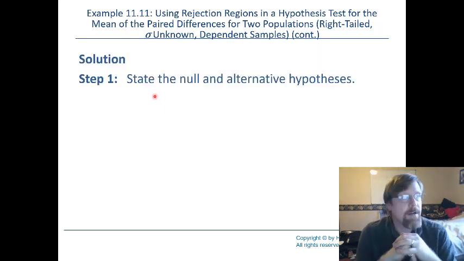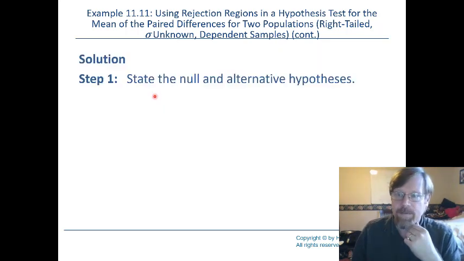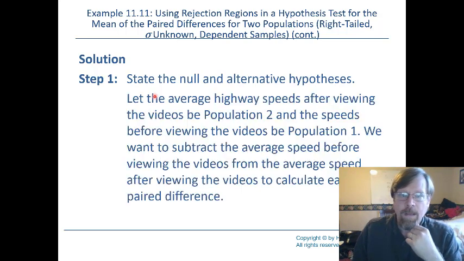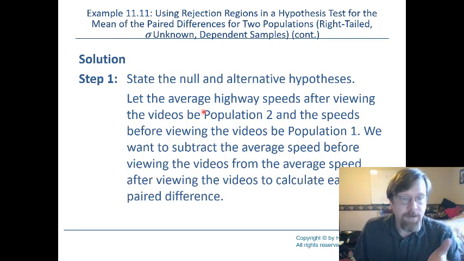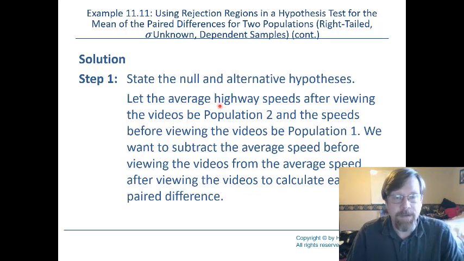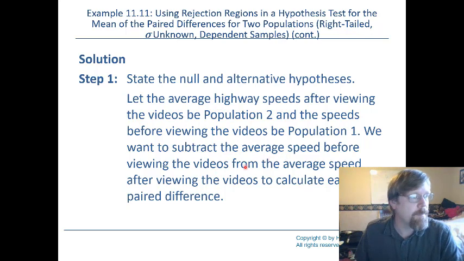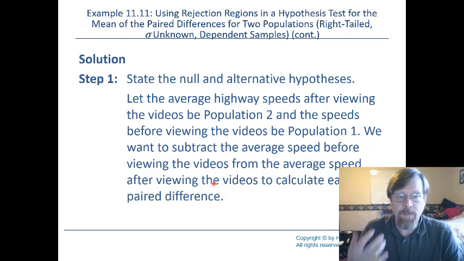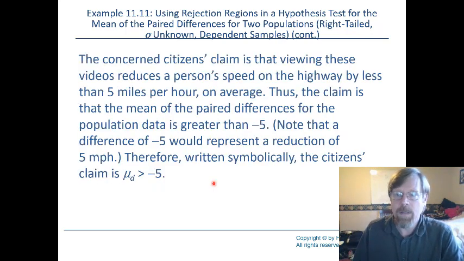So what is our null and alternative hypothesis? Well, we're going to set population 2 as the after value. Again, as we discussed, you use population 1 for before, population 2 for after. We want to subtract the average speed before from the average speed after. We are looking for a negative value. They claim that the speed will be reduced by less than 5 miles per hour.